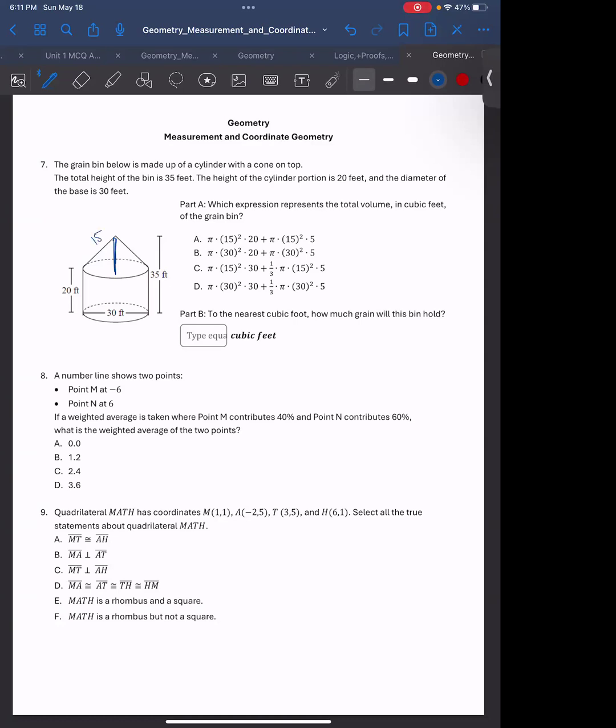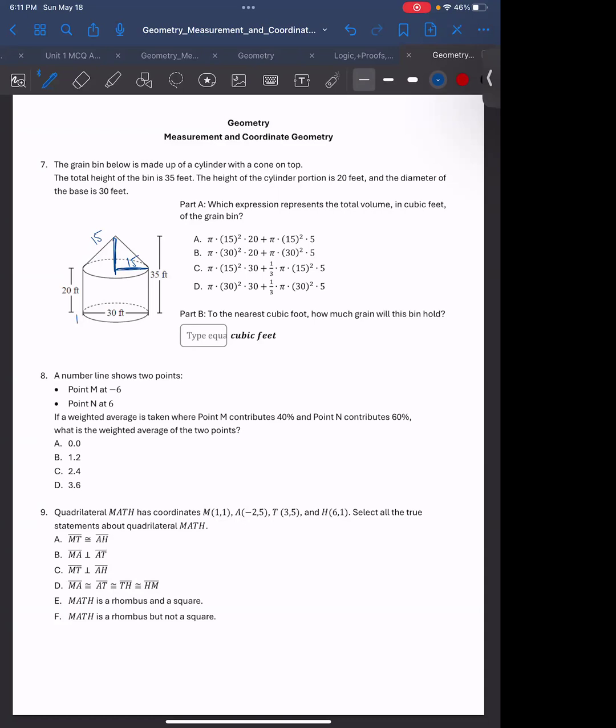Remember, the whole thing is 35. So if 20 is just that little segment, then the rest has to be 15. Okay. Then what would be my radius? If my diameter is 30, my radius would be 15. Okay, so I'm just making some mental notes right now.